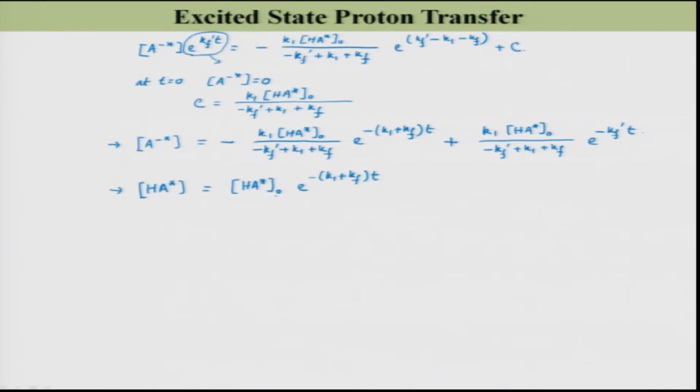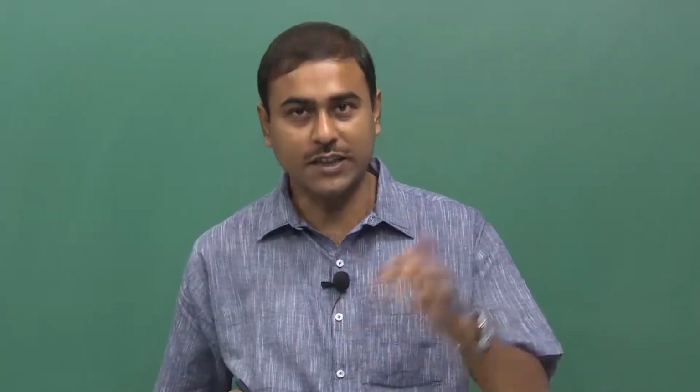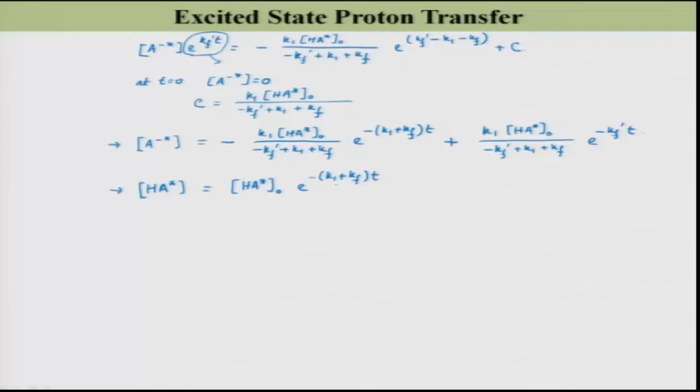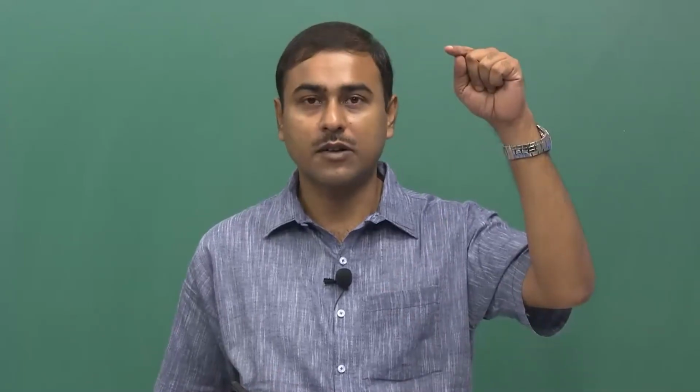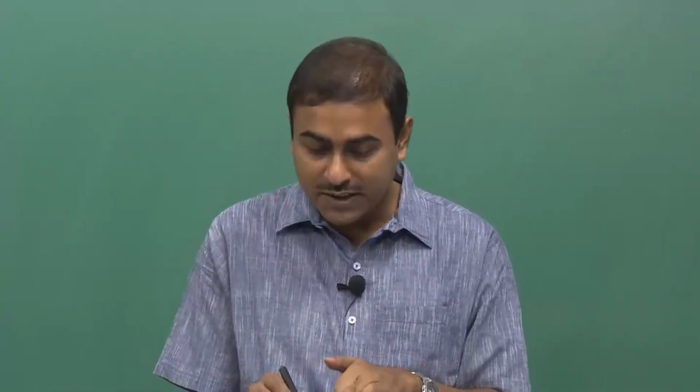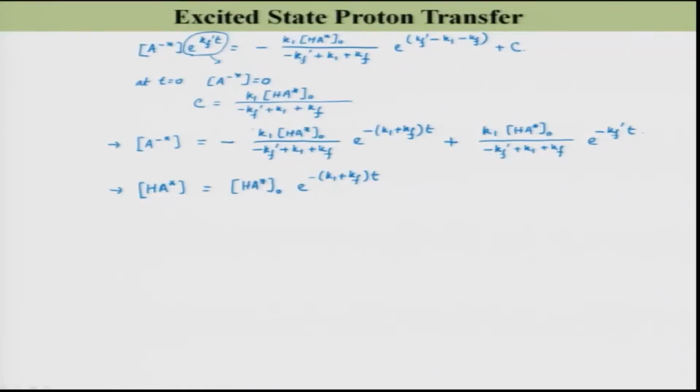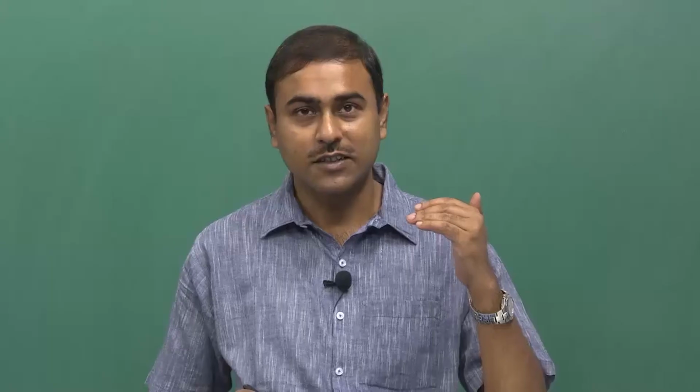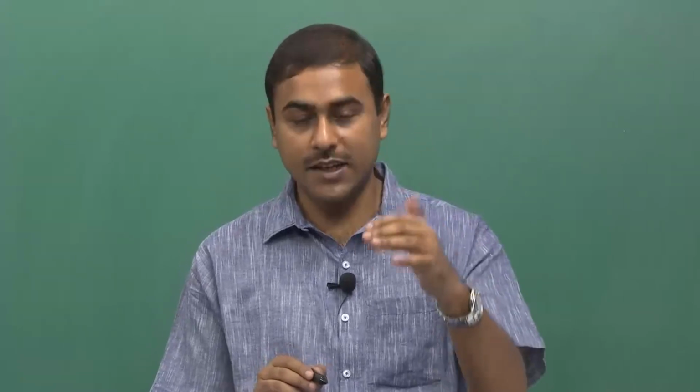Here you can see for H A star it is only decay, because this is positive and this is exponential minus rate constant into t. One over the rate constant is your time constant. So, it will start from an initial value and will decay. But in this case, please note, these two quantities are the same. So, this is a special case for the irreversible two state proton transfer. But the most interesting thing is that here you have a negative sign and here you have a positive sign. A negative sign in the exponential means formation. So, first this A minus star will form and then A minus star will decay.